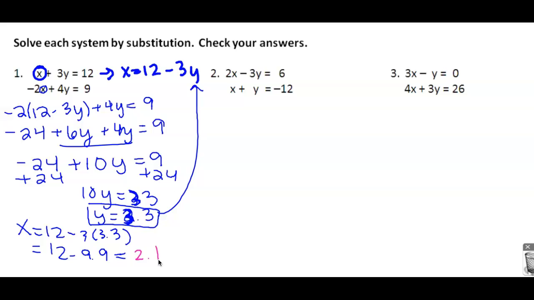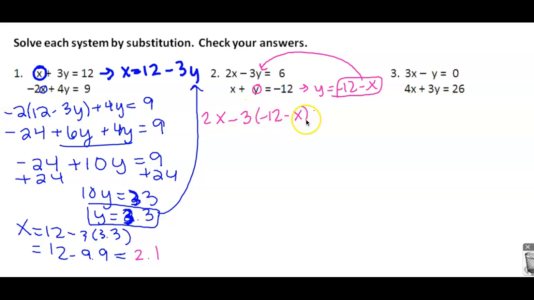Number 2. This time, it doesn't matter which variable we solve for. We're going to pick the bottom equation because the x and the y's have coefficients of 1. So you could choose which variable you solve for. Let's say I solve for y. Then I get y equals negative 12 minus x. So I'm going to take the negative 12 minus x and replace the y. So you get 2x minus 3 times negative 12 minus x equals 6.